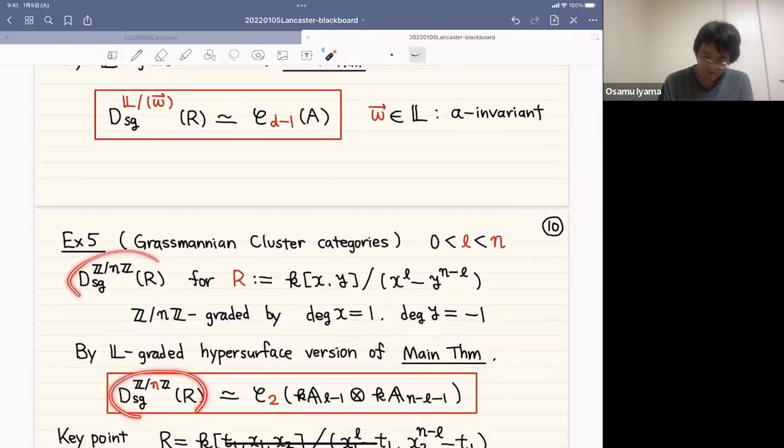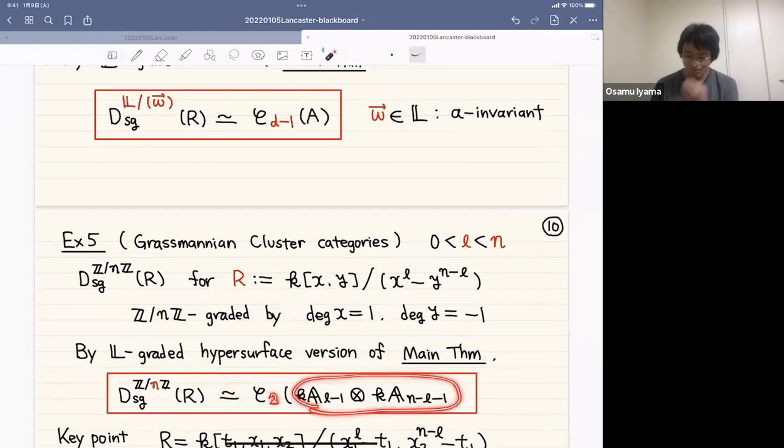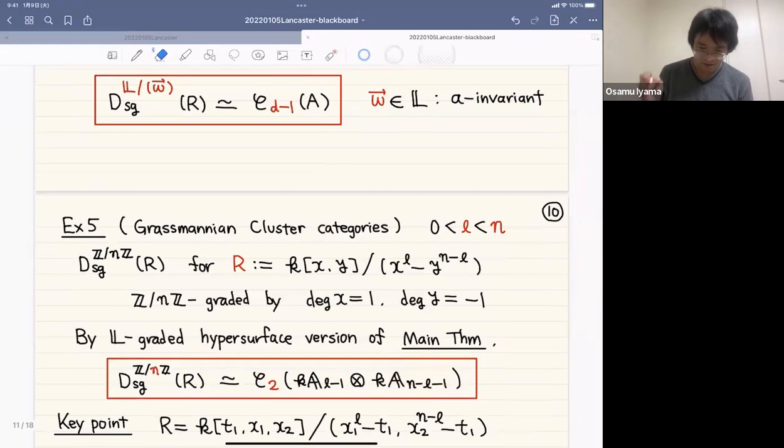this Grassmannian cluster category is actually equivalent to the 2-cluster category of the tensor product of type A quivers, a type A quiver of A_{L-1} and A_{N-L-1}. As far as I know, this explicit equivalence was not written anywhere. Of course, by taking a certain ideal quotient, by general theory we get an equivalence. But yes, we can get a triangle equivalence at this level.